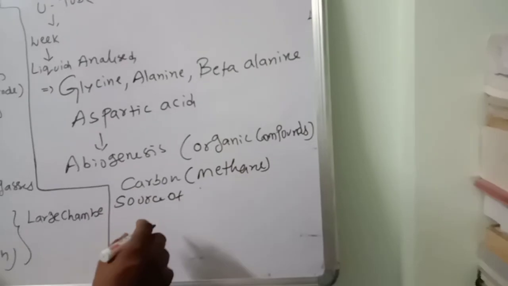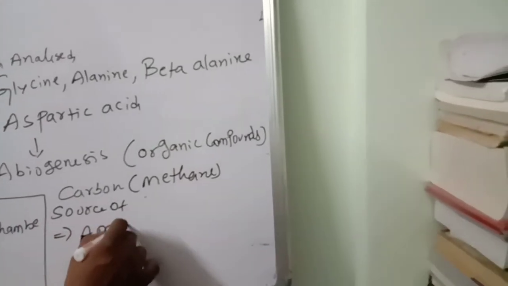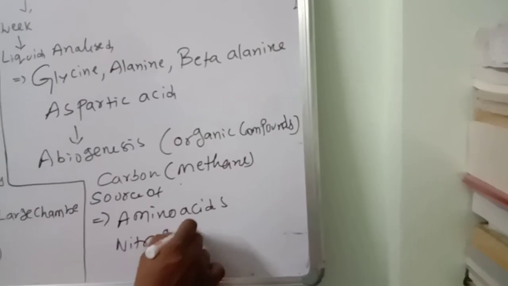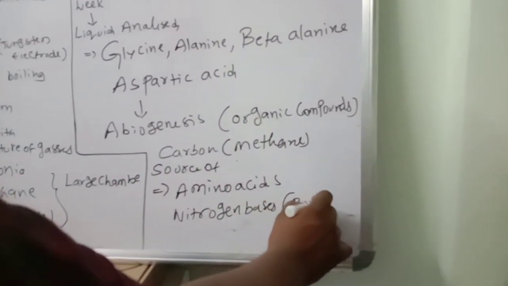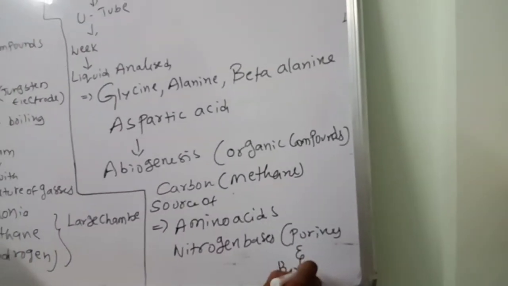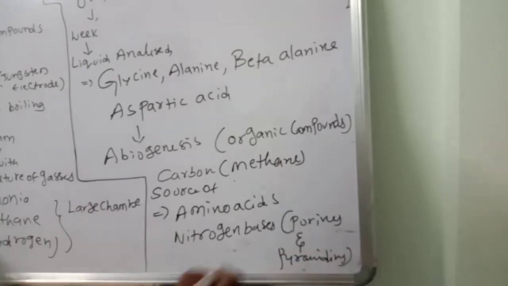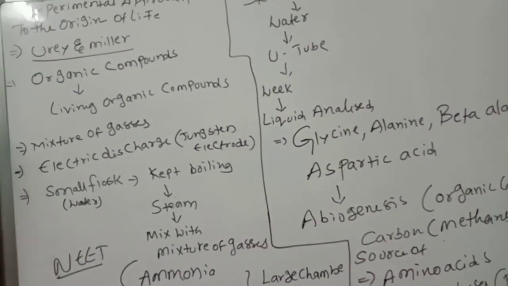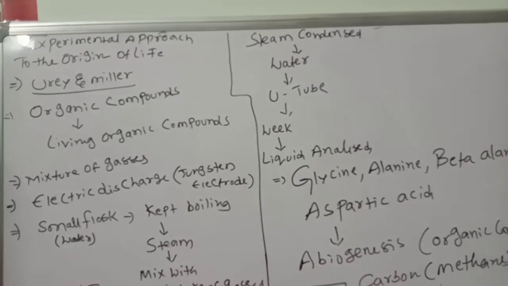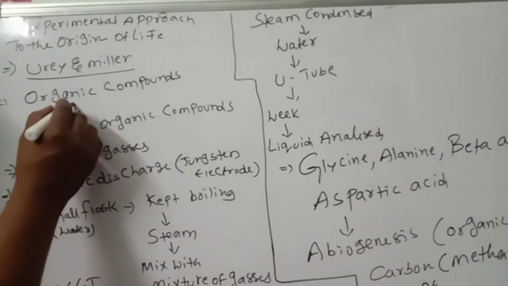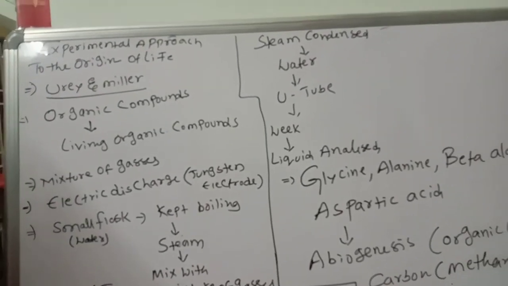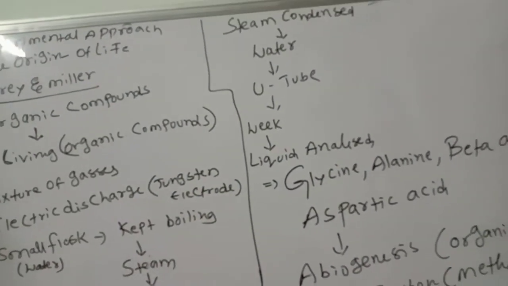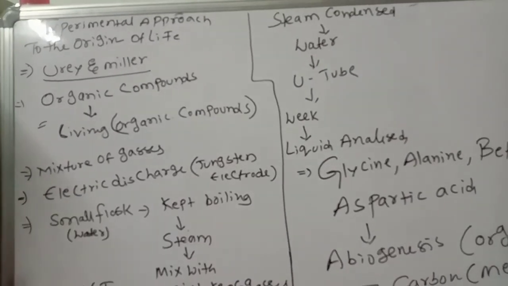So they identified all types of amino acids and nitrogen bases. What are the nitrogen bases? Purines and pyrimidines they identified. So this is the experimental approach. Urey and Miller said that living materials are formed from organic compounds. Life is coming from organic compounds, they said, and confirmed it with the experiments also.